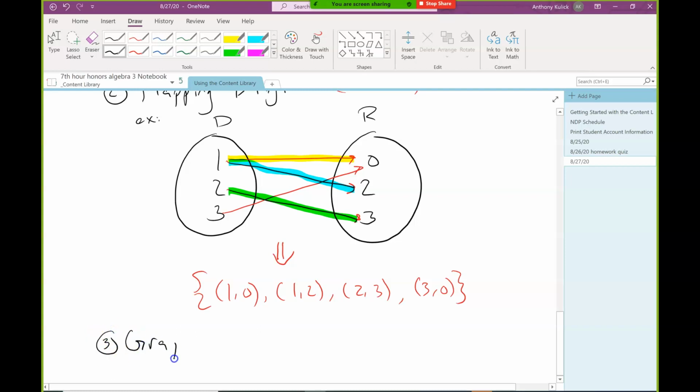The next way is with a graph. This is good for both finite or infinite.